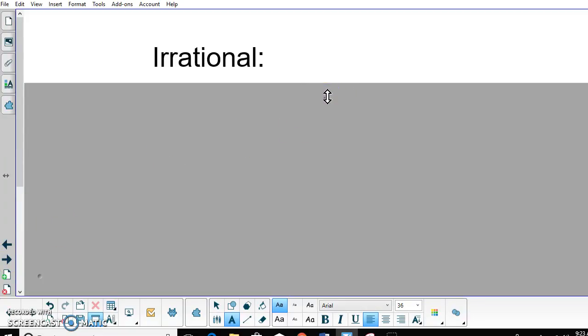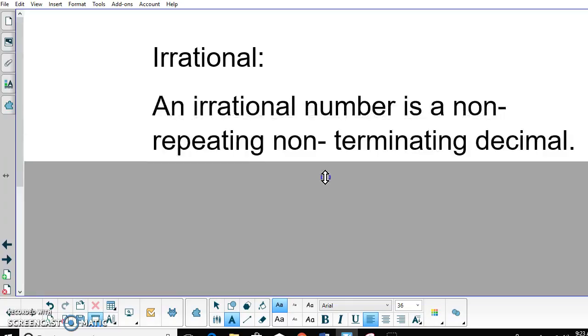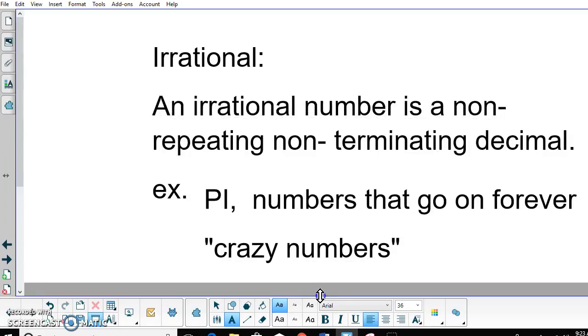Irrational. Irrationals are those numbers that are a little bit crazy. They go on, they don't repeat, they're not terminating. They're numbers like pi, numbers that go on forever. I call them crazy because they look so weird to us.